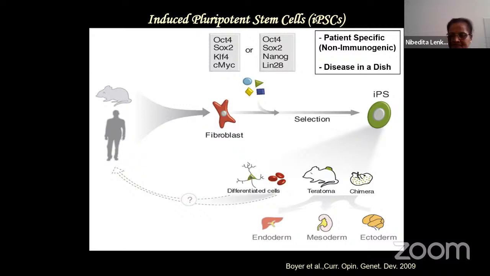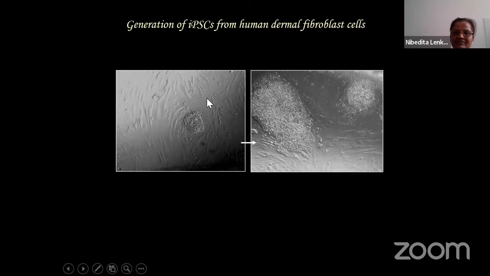I will show you the example that we have developed in our lab. This also comes from skin cells, the dermal fibroblast cells, which we have rewired or reprogrammed, and which are grown in the presence of a feeder layer.